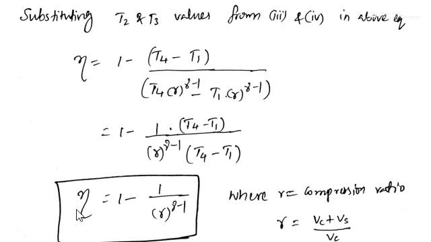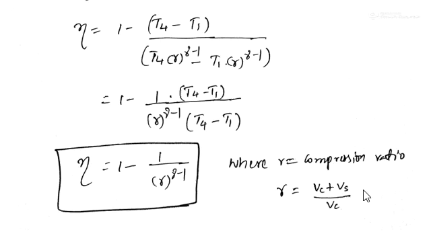This is the expression for the efficiency of the Otto cycle, where R is the compression ratio. You can write it as clearance volume plus swept volume, divided by clearance volume. So this is the expression for the efficiency of the Otto cycle.